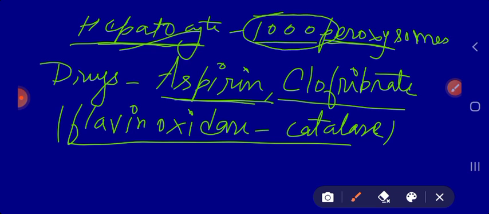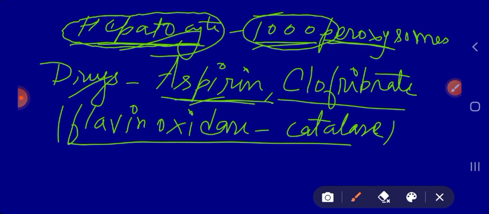So this was about the liver peroxisomes. A typical liver cell or hepatocyte may contain about 1000 peroxisomes. It may be much larger also during the infancy stage, during the postnatal growth, means after your birth, infancy, puberty, that time they may also contain a large number of peroxisomes, or when liver cells are regenerating. Some drugs can also induce proliferation of peroxisomes, like aspirin and clofibrate.